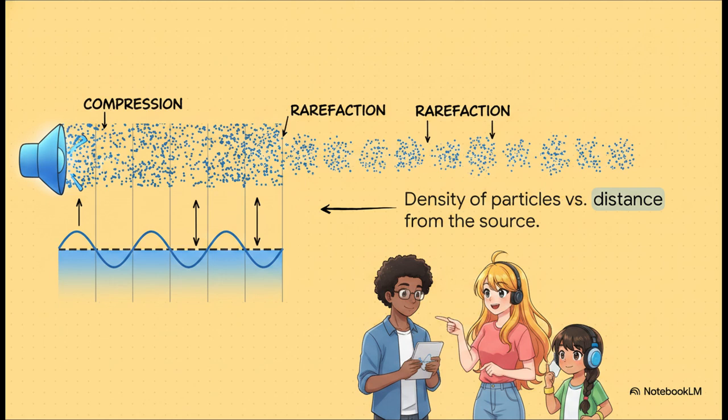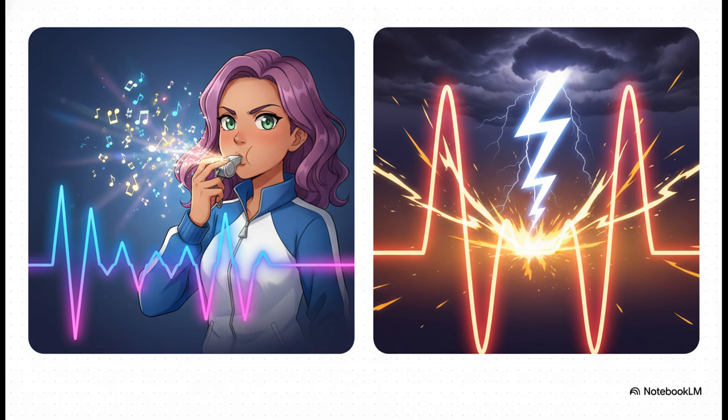Now, if you take that changing particle density and plot it on a graph, it forms that classic wave shape you see right there. The highest points, the peaks, those are your compressions. The lowest points, the valleys, those are your rarefactions. What's really interesting about this slide is how we can map this totally abstract graph directly onto the real sounds we hear every day, using just two key properties.